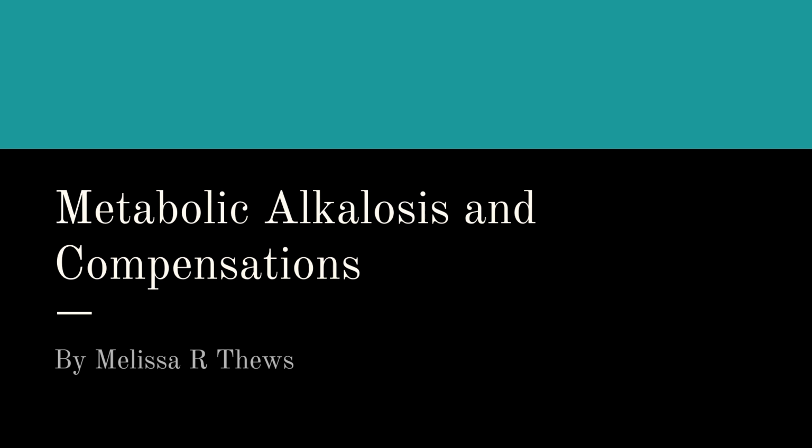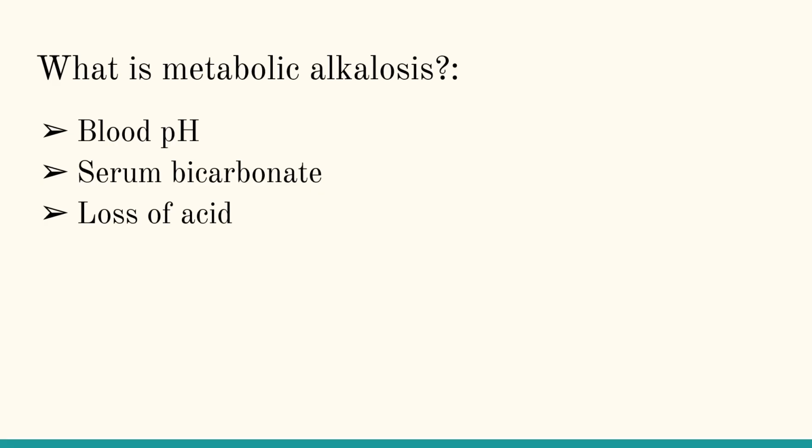Today we're going to discuss metabolic alkalosis and its compensations. So what is metabolic alkalosis? When there's an increase in serum bicarbonate, which is your HCO3 ion, this can happen due to the accumulation of alkali or the loss of acids. It is also associated with a secondary increase in carbon dioxide arterial pressure, which is your PaCO2. So one has an impact on the other.